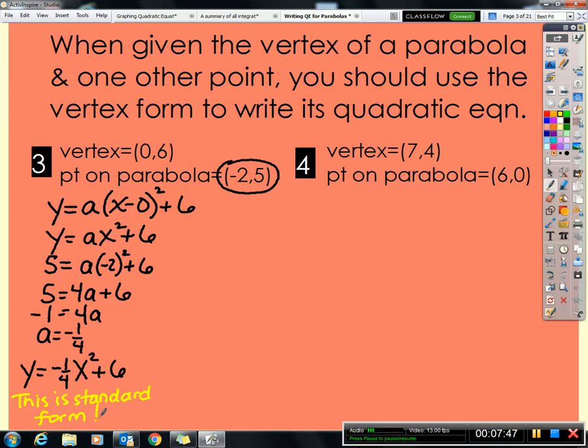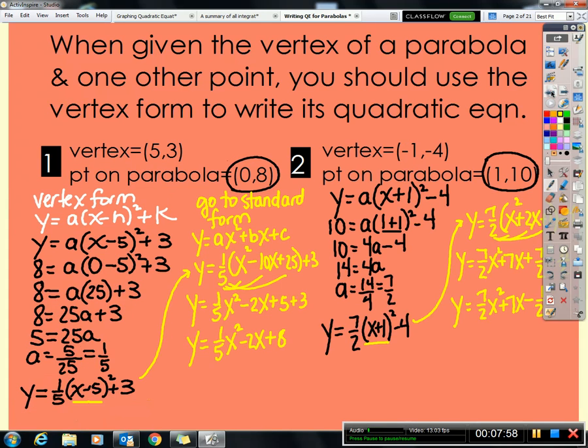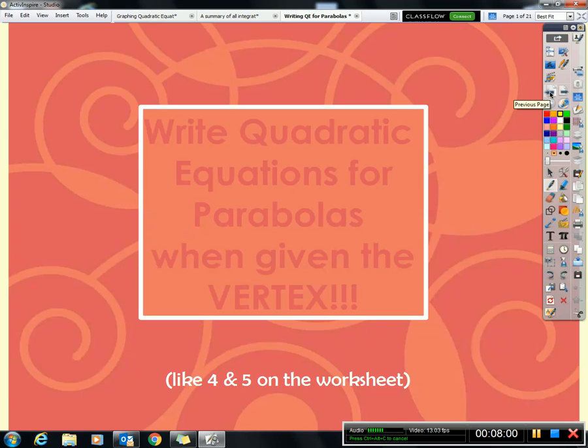I'm going to leave example number 4. If you need to ask me about that, then we'll do it together. If not, you're ready to roll. And let me remind you, I want you to stop right now and do problems 4 and 5 on the A48 worksheet.